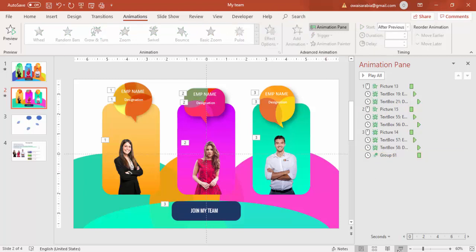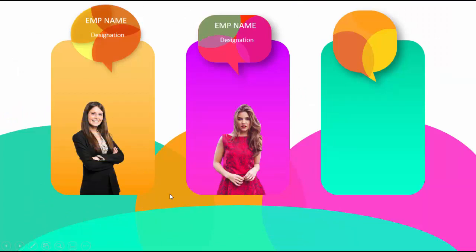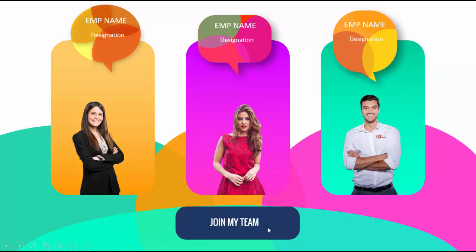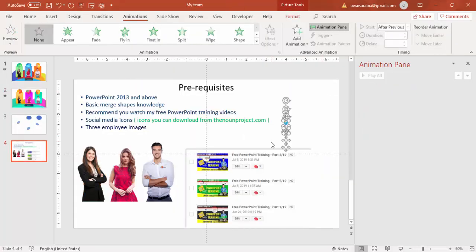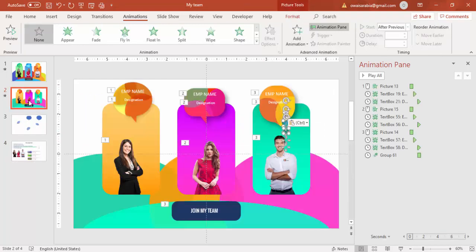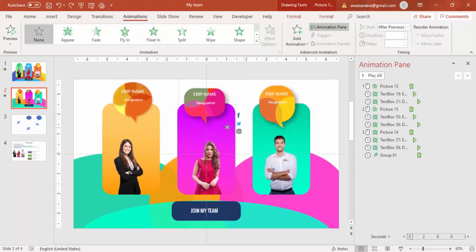So let's see in the slideshow. So when I click, it will show you the first one, then the second employee, and the third employee, then join my team comes. And I forgot to add the social media icons here. You can add the icons in this place. I'm going to add the icons which I already copied here. Control C, Control V, and group it together. And bring this side. Control D, add here, and add here. And make sure that this is aligned properly.